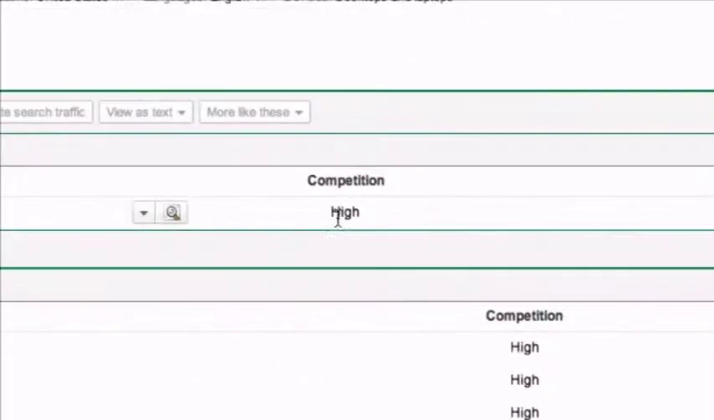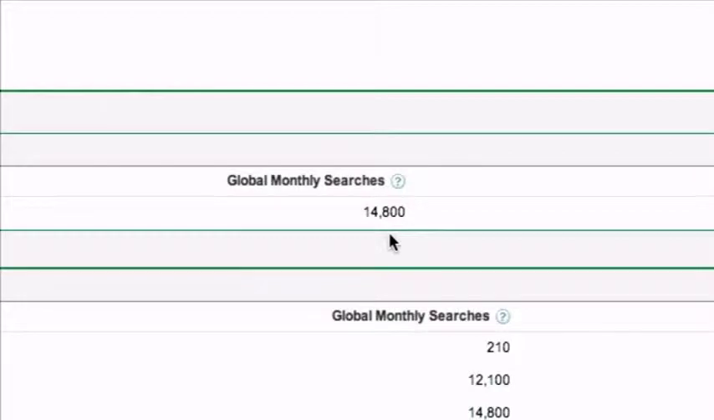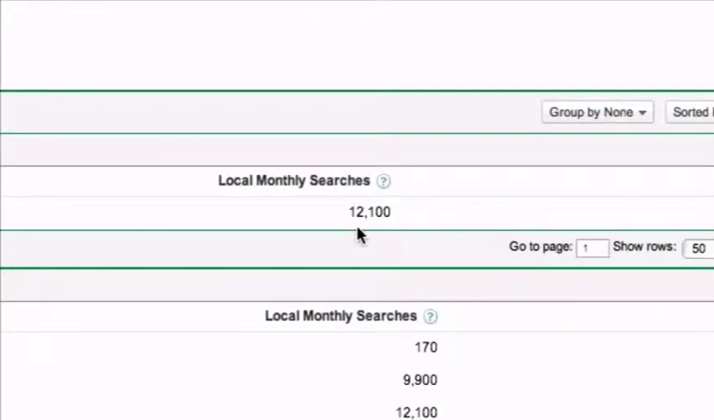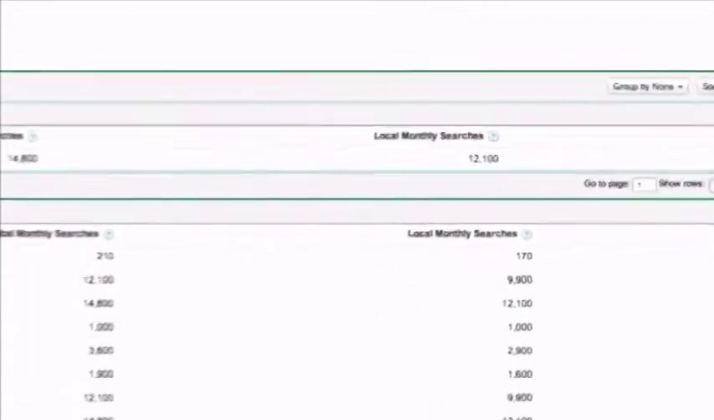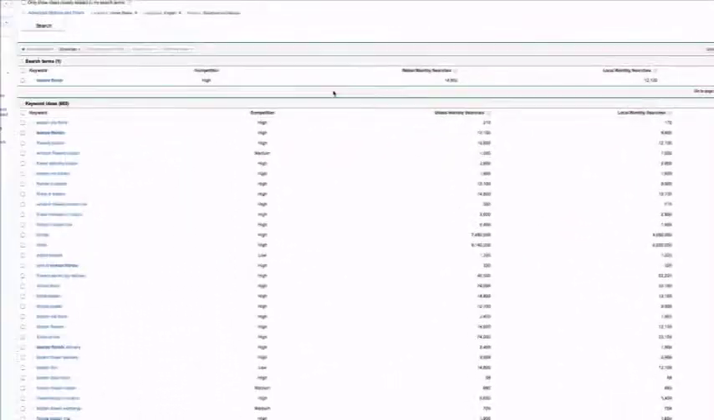First of all, unfortunately, the competition for these keywords is very high. It also tells us that every month, approximately 14,800 people around the world enter Boston florist. 12,100 people make this search from within the United States. But this keyword tool is very intuitive, and it gives us a lot more information that is very useful to us. It gives us the data on all of these related search terms, their competition, and how many searches they get.